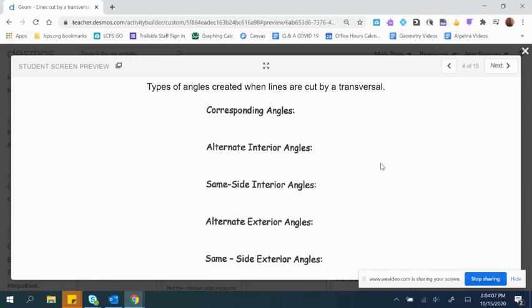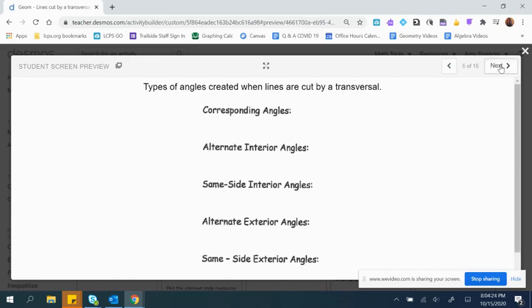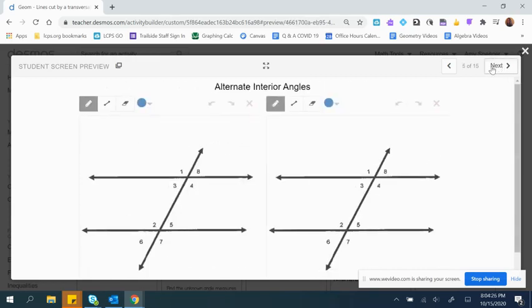Now, we're focusing today on what happens when those lines are cut by a transversal, and there are 5 different angle pairs that we are going to examine and explore. These 5 types of angle relationships here are going to be the vocabulary focus for today's lesson. So the first type that we are going to talk about is the alternate interior angles. So let's take this phrase apart and analyze it.